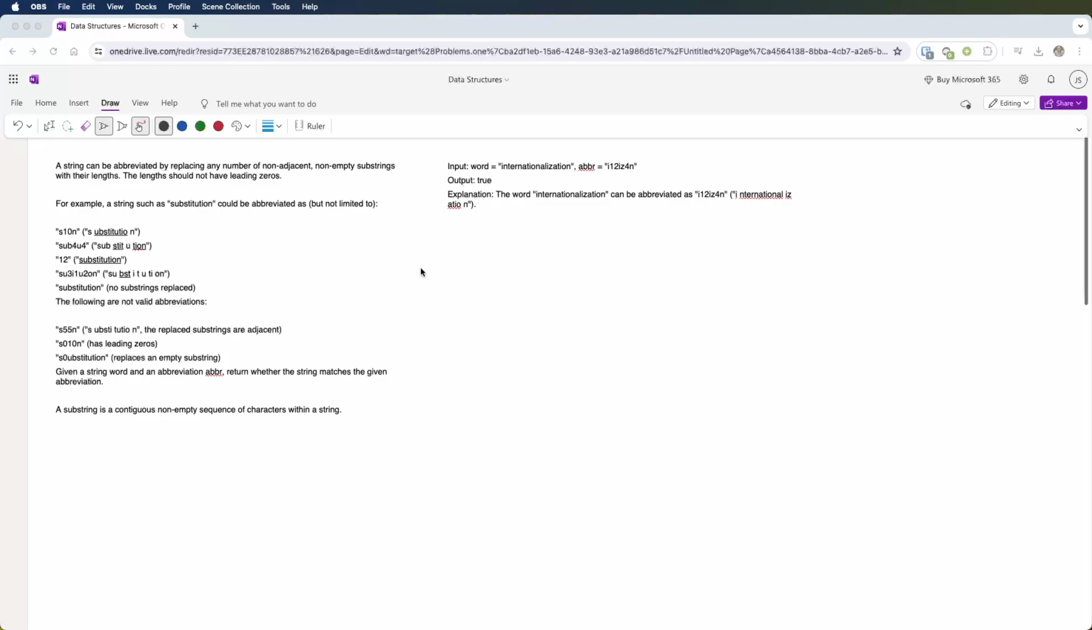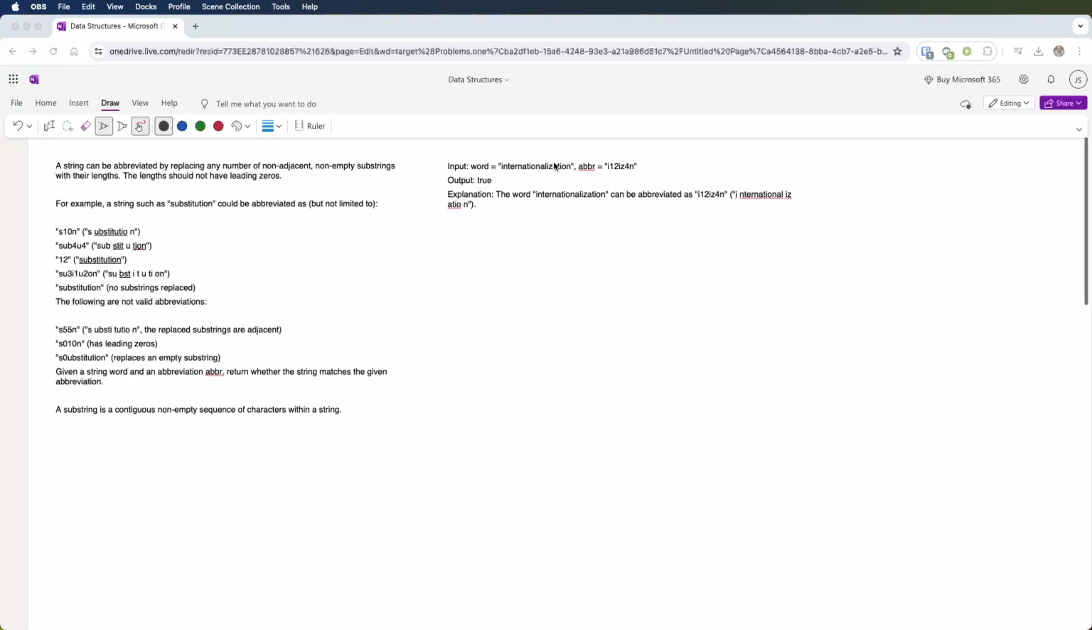So basically this question reads is that we're given two strings, right? So we're given a word, and this is a full word. You can see here internationalization. We're also given an abbreviation of that word. And we'll go into the rules of abbreviation in a second, but essentially what we want to do is see if this is a valid abbreviation of the word that we were given.